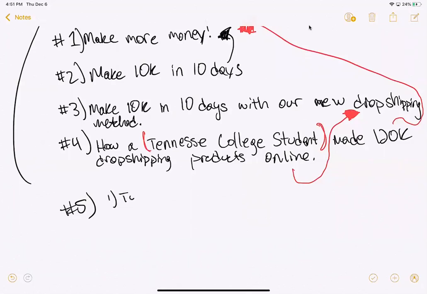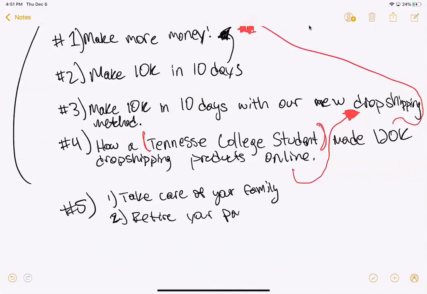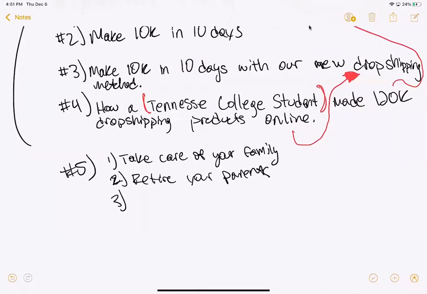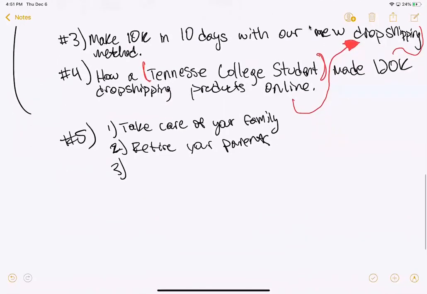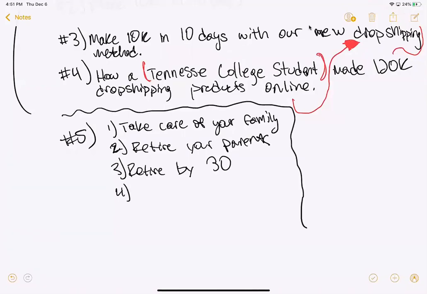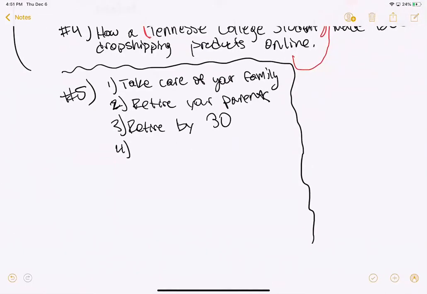So like one would be take care of your family, retire your parents. Maybe they're a little more selfish than they like to admit. I think everyone is. Take care of your family, retire your parents. Number three would be retire by 30. Like what we're doing now is speaking to pain, speaking to desires, things that these people aren't able to do yet. Retire by 30, take care of your family, retire your parents.